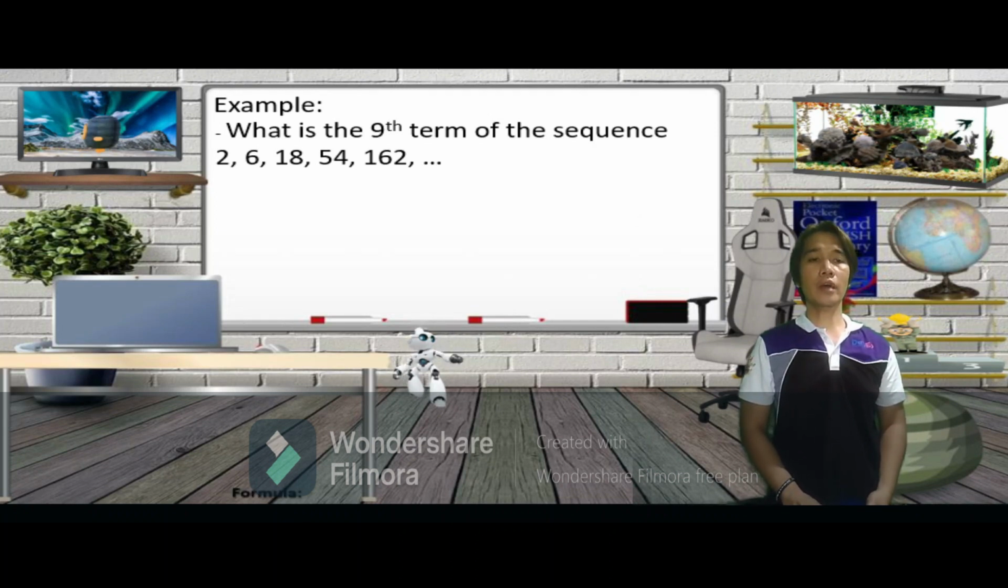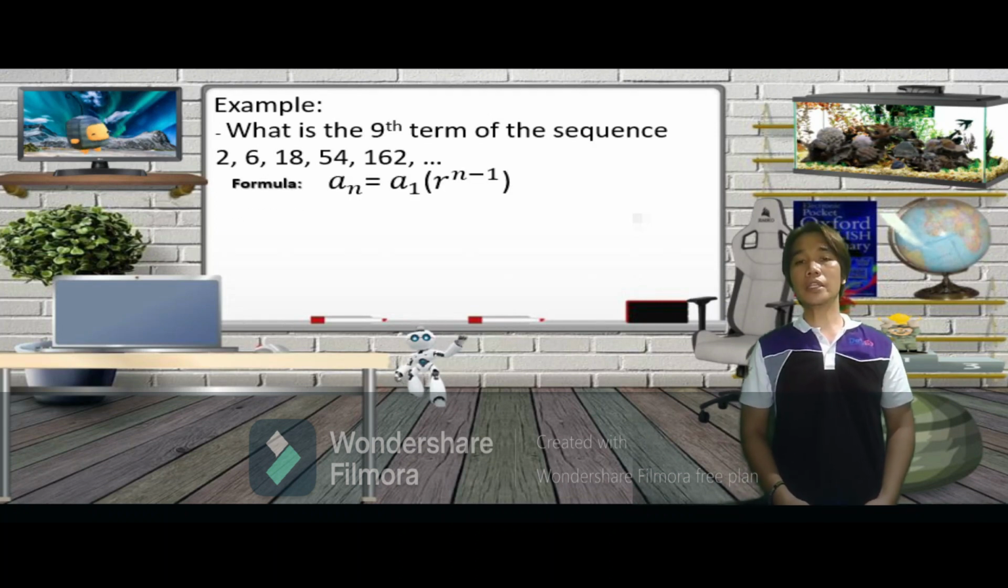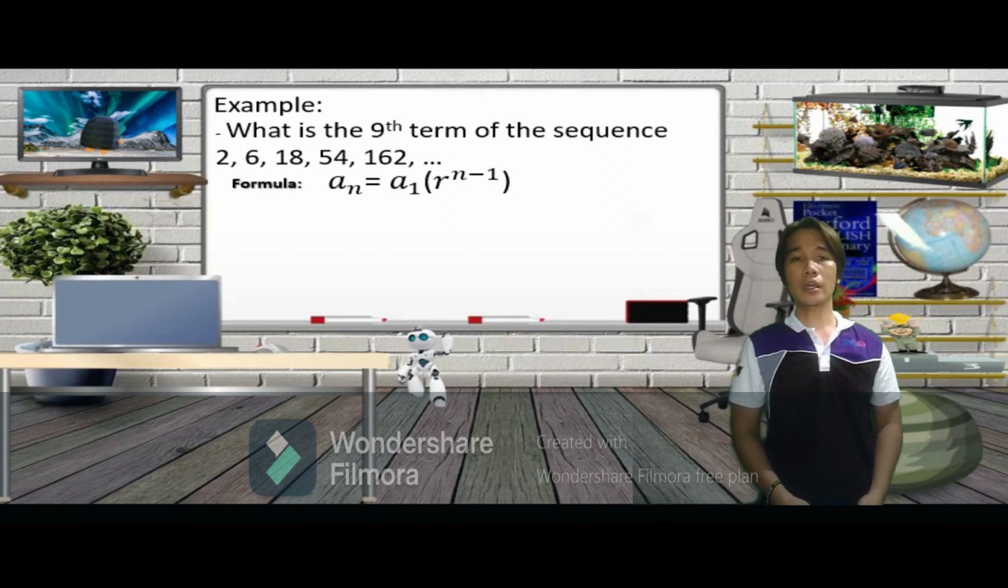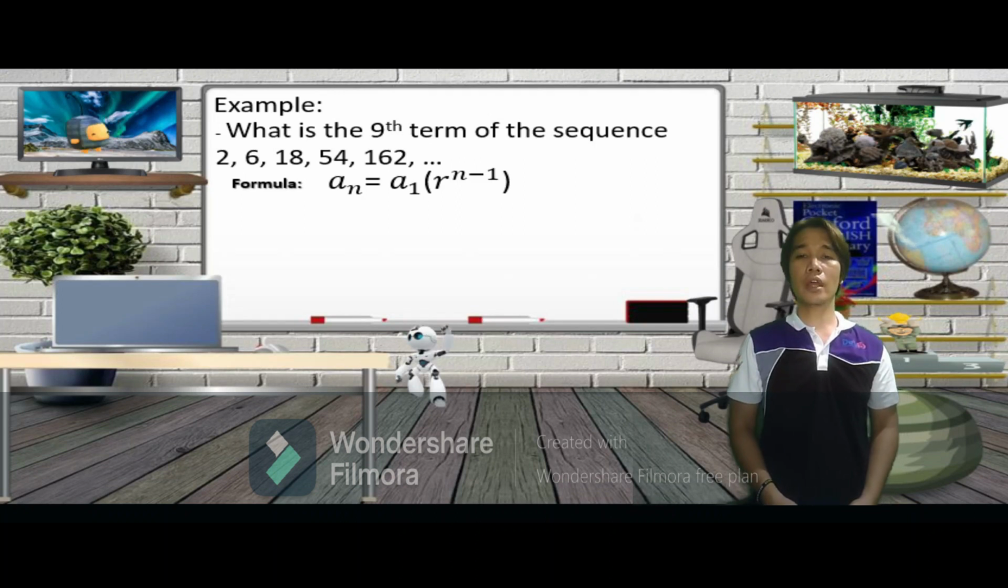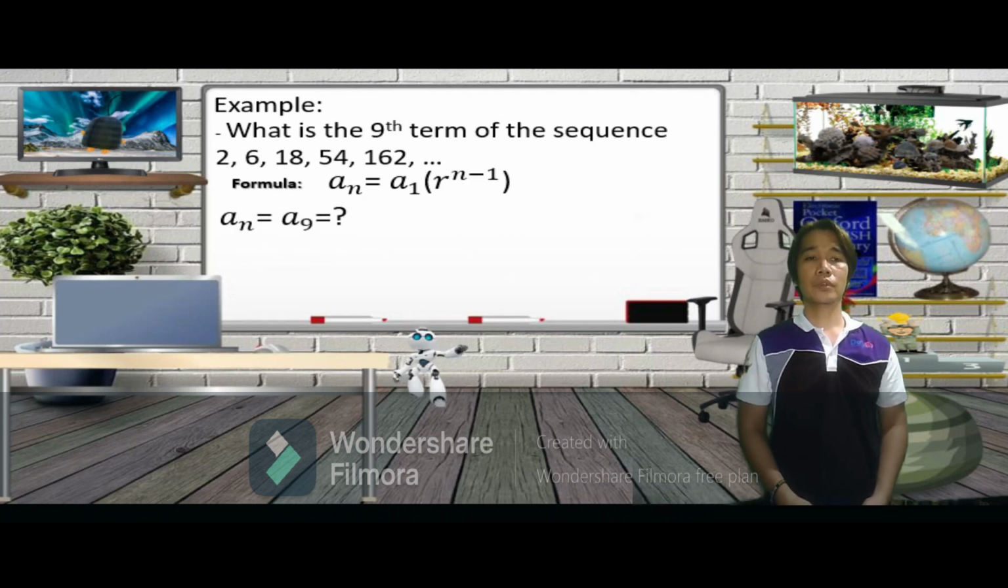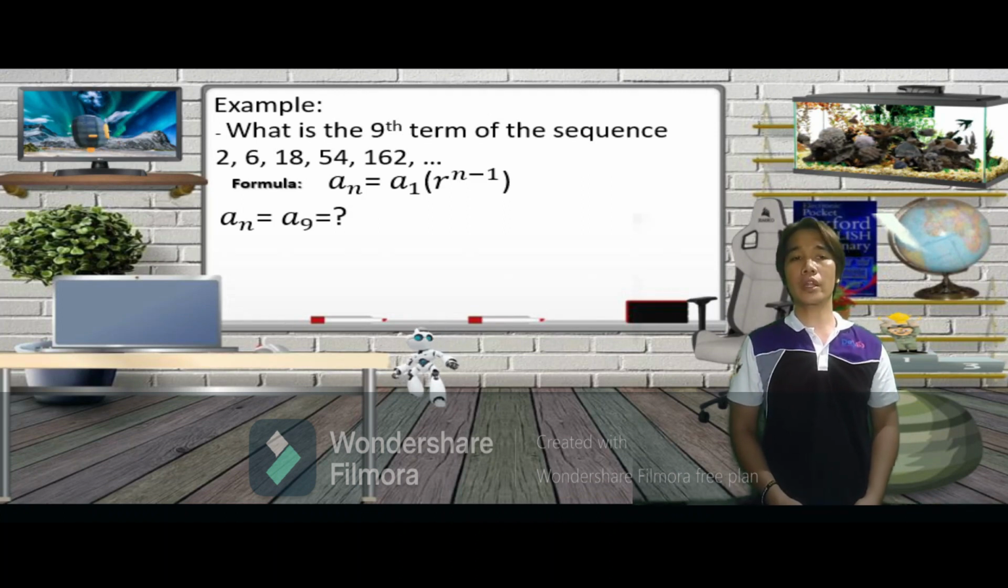We have the formula a sub n is equal to a sub 1 multiplied by r raised to n minus 1. So let us substitute the value. We have a sub n is equal to a sub 9. Then we are given a sub 1, which is 2.